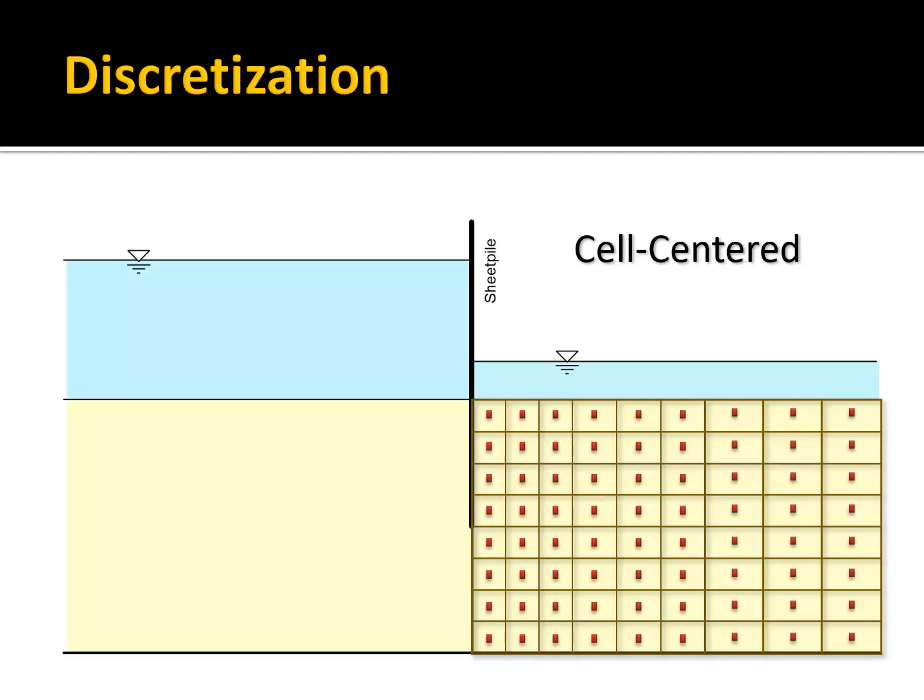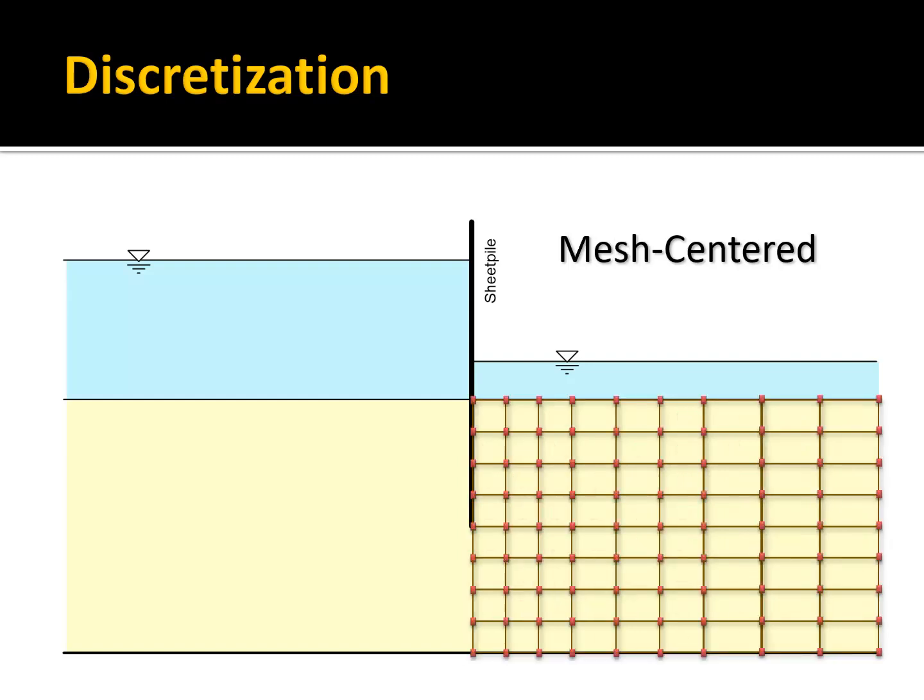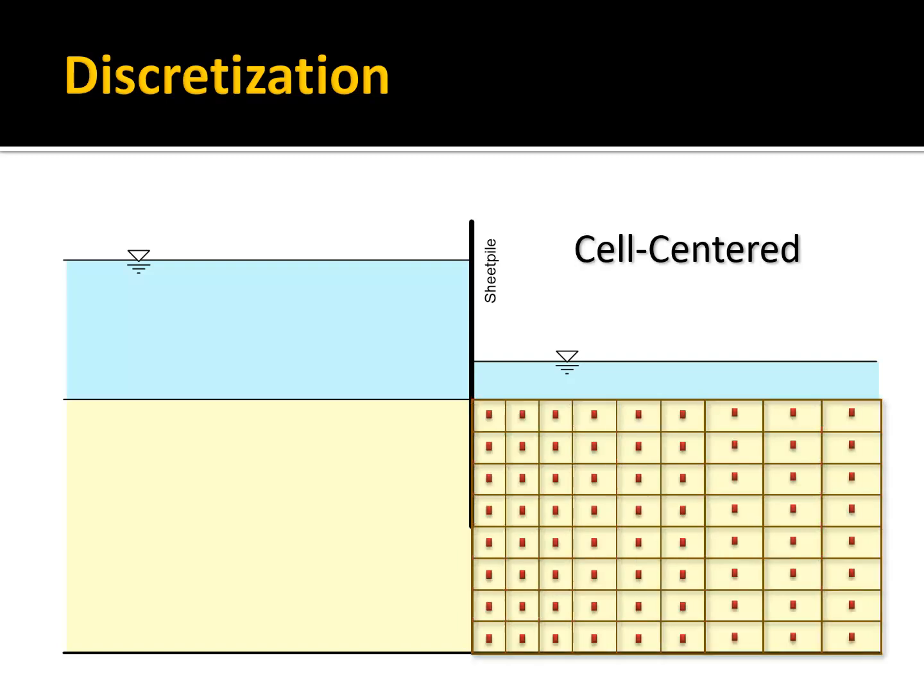So this is what we call a cell-centered finite difference grid, and this is what we call a mesh-centered finite difference grid. The difference is what is the focal point of the formulation of the finite difference equations. With a cell-centered approach, we have a separate equation for the head at each of these cell centers relative to the neighboring cells and their centers.